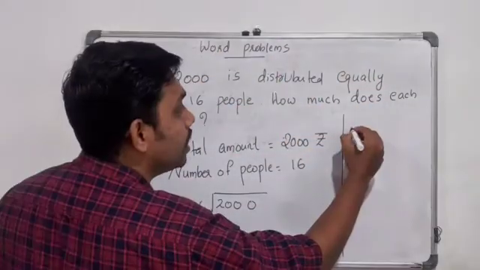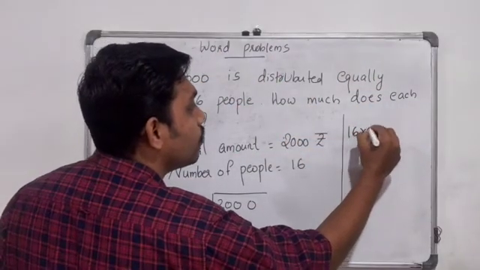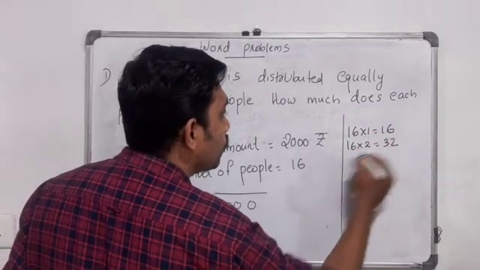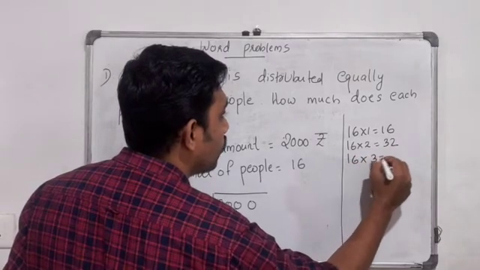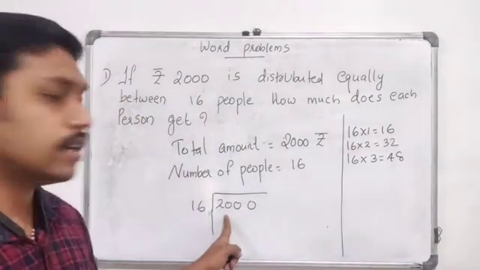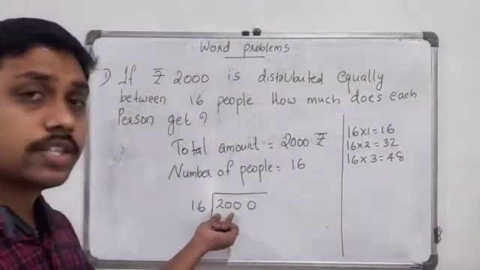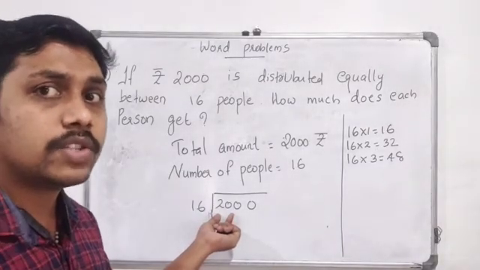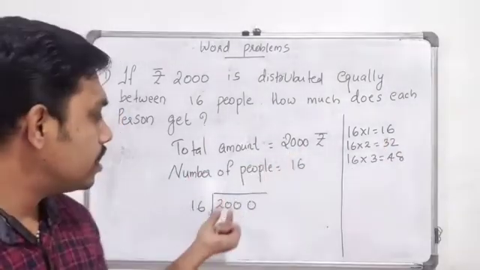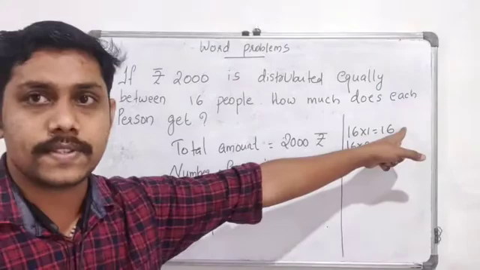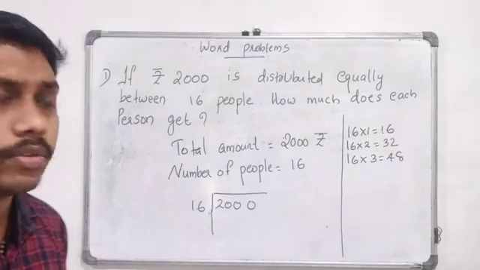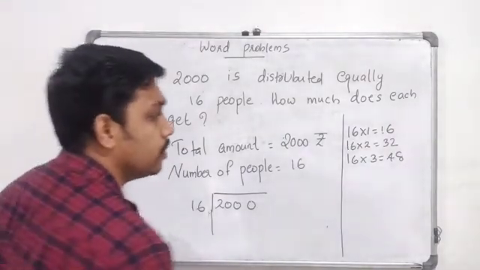So I am going to write the multiples of 16 here. 16 into 1 equals 16. 16 into 2 equals 32. 16 into 3 equals 48. Look here. The first two digits are 2 and 0. The number is 20, which is nearly equal to the first multiple of 16. I think we need more multiples for this problem. Let us write two more multiples.